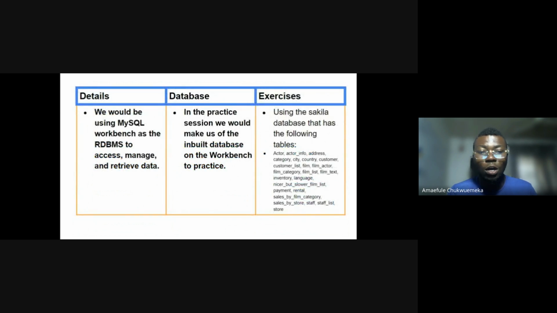All right. In this hands-on session, we're going to be practicing with MySQL Workbench, which is an RDBMS, and we're going to be using one of the practice databases in that location, which is the Sakila database. This database is actually amazing because it has lots of tables. Some of the tables are what you see on your screen. We have the table for actors.